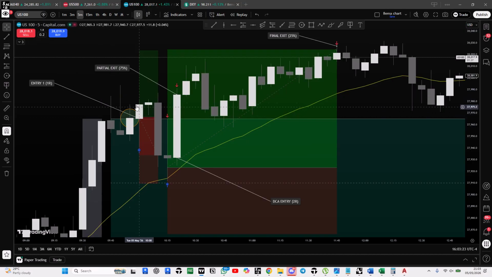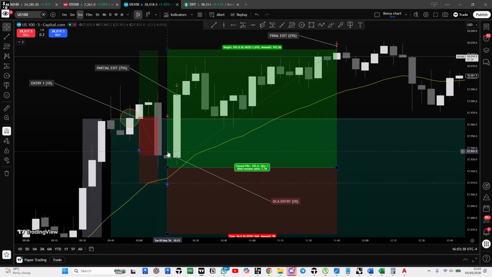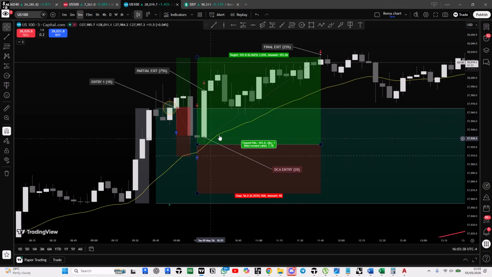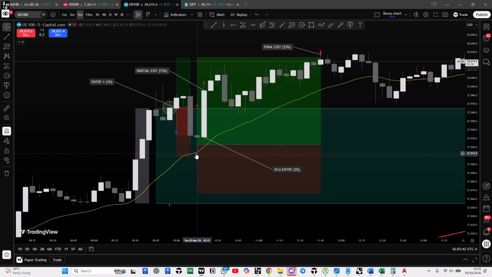Now you can see that I was aiming for this point here, but the trade went against me. Now, when the trade goes against you and reaches this yellow line, which you will learn about, that's the 21 EMA. So we use this yellow line for our trade management and our trend analysis. But when price touches or crosses this yellow line is where we enter. We will do a DCA trade.